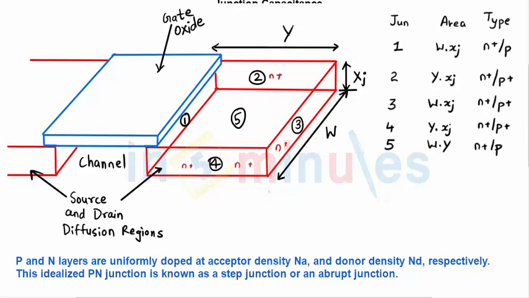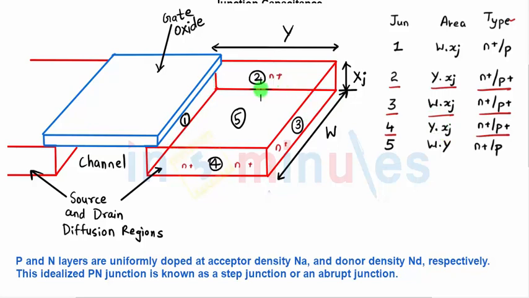Let's see it here. Junction 2, junction 3 and junction 4 are N plus P plus type. And here is the area of each junction. Area is width into length. Here it's Y into Xj, so it's written that way. Here it's Xj into W, so it's written that way, and so on and so forth.